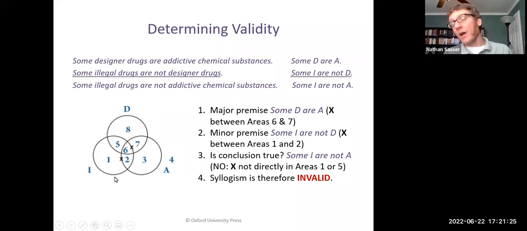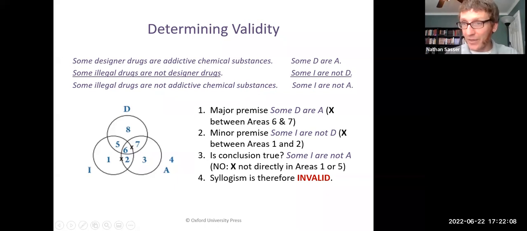Now at this point, we have diagrammed both the premises. Now we can look at this diagram and interpret what we've got here to figure out whether the syllogism is valid. Now here's how you do it. You look at the conclusion, and after you diagram the premises, if it is valid, then the conclusion will already be precisely diagrammed. If it's not valid. So what does our conclusion tell us? Some illegal drugs are not addictive chemical substances. Some I are not A.